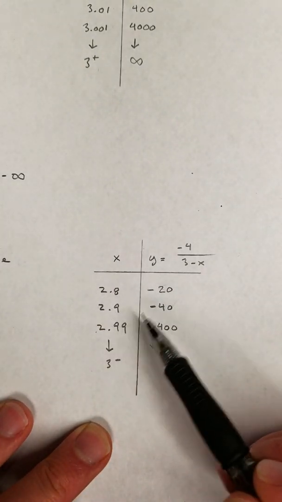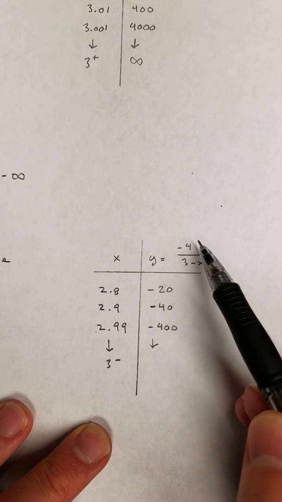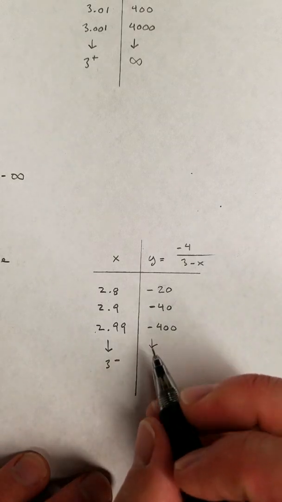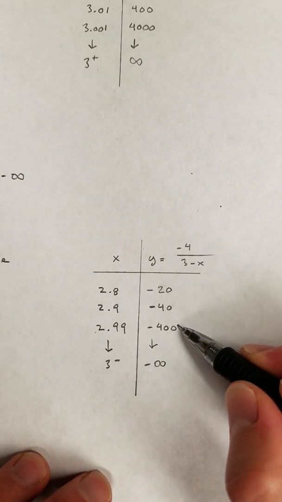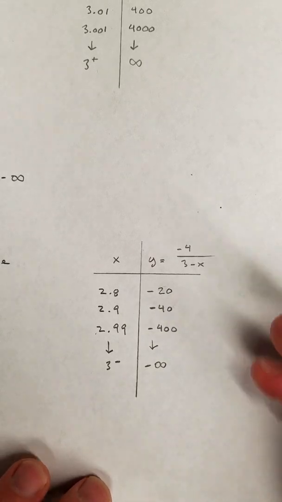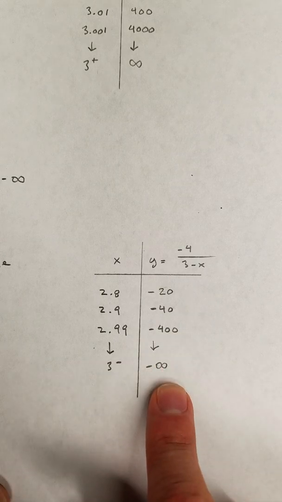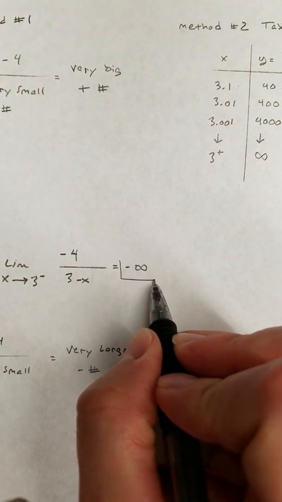All that's happening here is I'm getting a very small positive number down there, and I'm dividing it into 4, and I'm getting a very big negative number. Okay, so we're going to negative infinity. Larger and larger and larger negative numbers. That's what we see in the table. X goes to here, y goes to there. Okay, final answer to that limit, negative infinity.